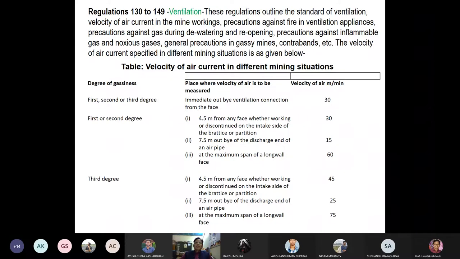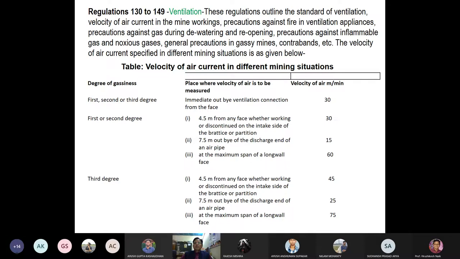The table is given for the degree of gassiness: first degree, second degree, and third degree. At the place immediately outby the ventilation connection from the face, the velocity of air should be 30 meters per minute. If the coal mine is of first or second degree of gassiness, the velocity of air is to be measured at 4.5 meters from any face, whether working or discontinued. On the intake side of the vertice or partition, the velocity should be 30 meters per minute. Similarly, at 7.5 meters outby of the discharge end of an air pipe, the velocity of air should be 15 meters per minute.